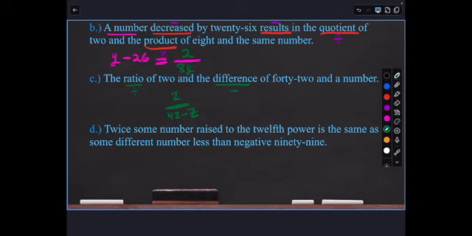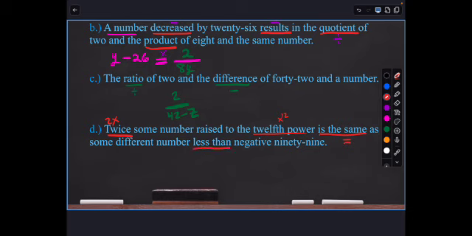Part D. Twice some number raised to the 12th power is the same as some different number less than negative 99. Okay, well, let's pick out the key things. Twice some number. If we're doing twice something, that's 2 times. Raised to the 12th power. That's an exponent. So 12th power is an exponent of 12. We're going to just put x. Is the same as is saying equals some different number.